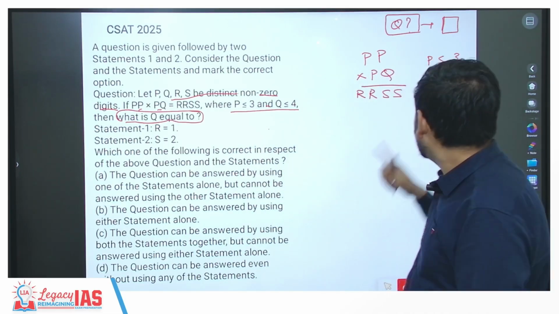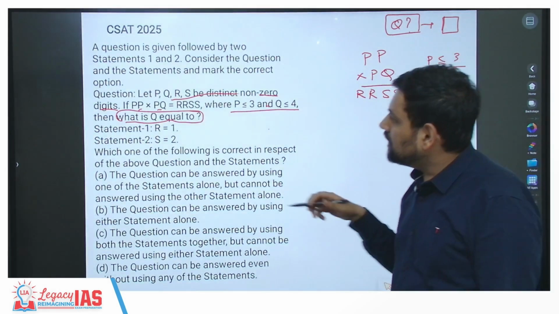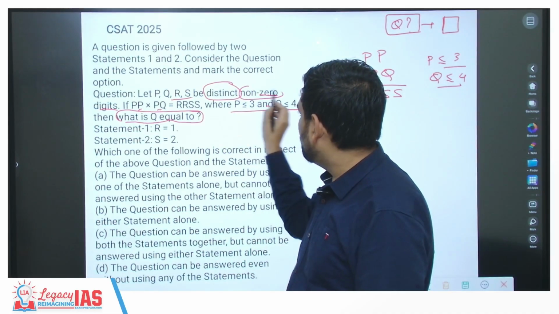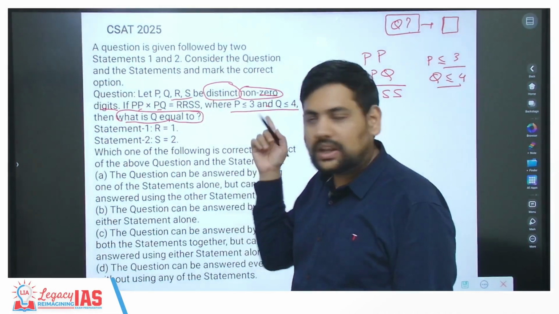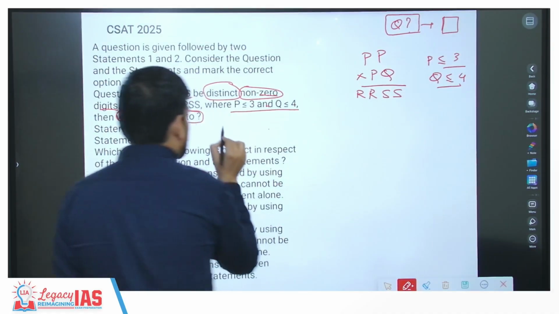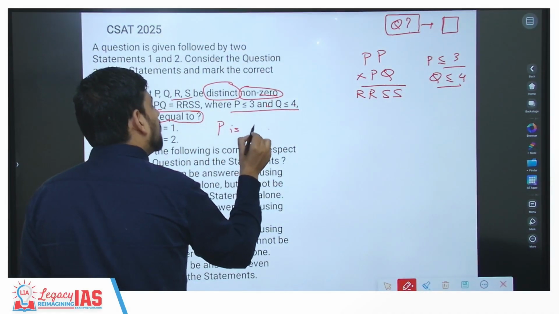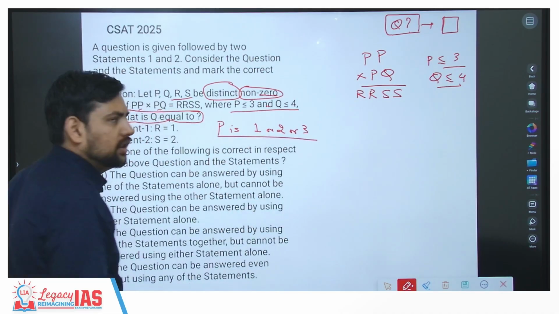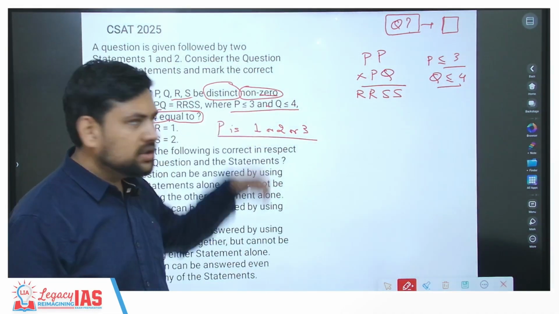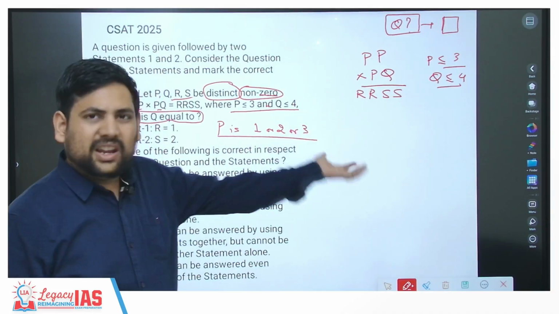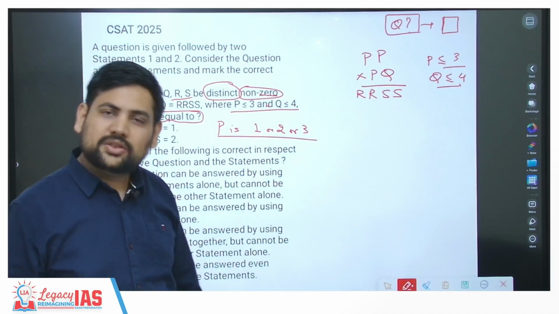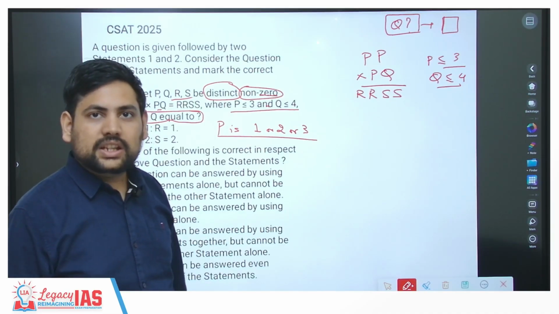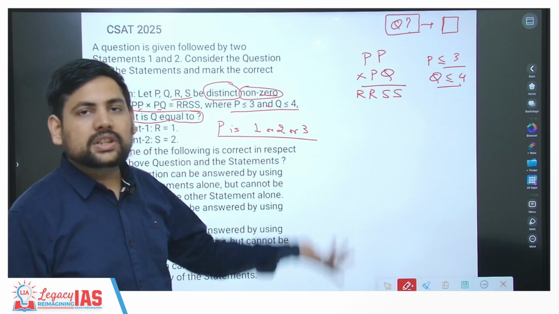So what are the possible values of P? It says distinct and non-zero. That means the possible values of P are 1 or 2 or 3. Is 0 possible? No, because it is non-zero. Then let me try all these values, because there are only 3 cases. Maybe some case gets eliminated easily, and for that you don't even need to use statements.